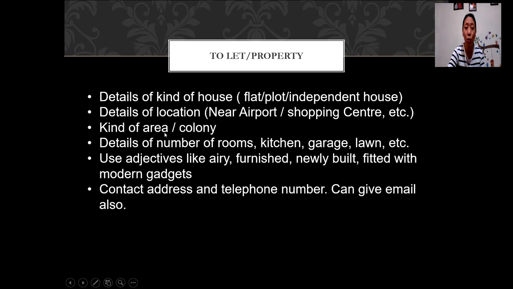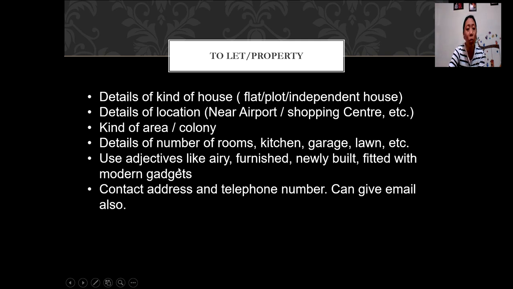Where is the house located? What kind of area or what kind of colony? And the next one is details of the number of rooms, kitchen, garage, lawn, etc. This is also an important thing that you need to use in your advertisement. You need to mention how many rooms are there, whether a kitchen is included, or a garage, or a lawn, or a swimming pool, or whatever you are required to use. 3 BHK: bedroom, hall, kitchen, right?